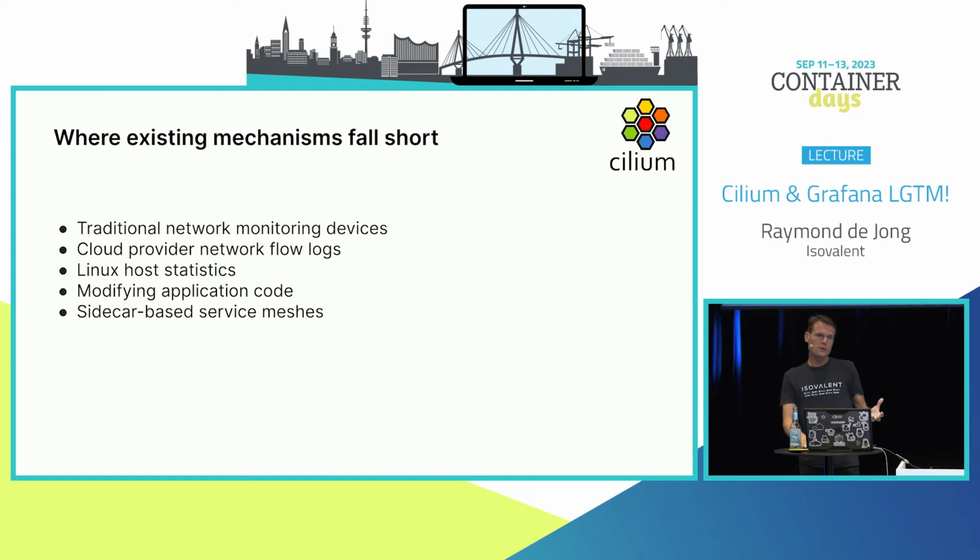So you can also monitor flows through traditional network devices. Most of the time, that's a bottleneck, and you only see layer 3, layer 4 related information. There's no context of the application. So that's existing mechanisms which fall short. Cloud provider network flow logs provide information about nodes, about pod IPs, but not context of the actual application.